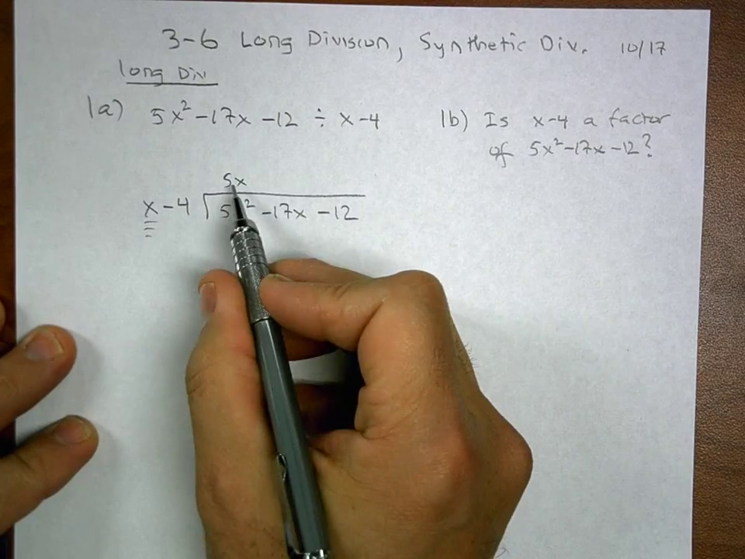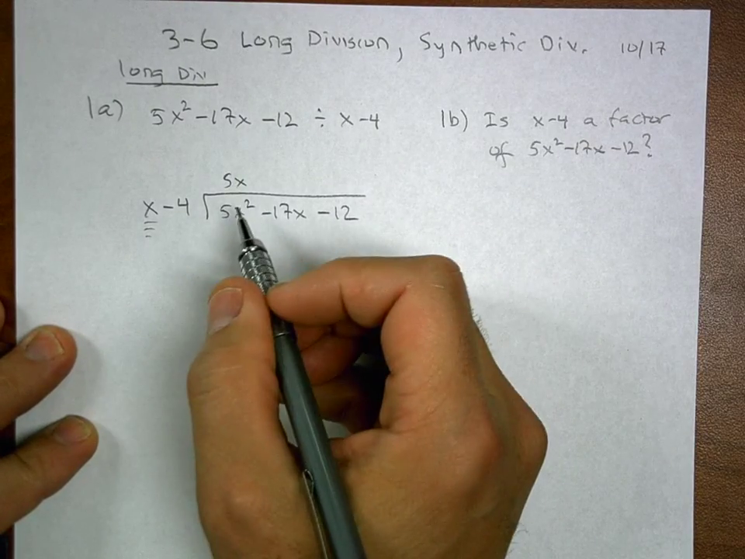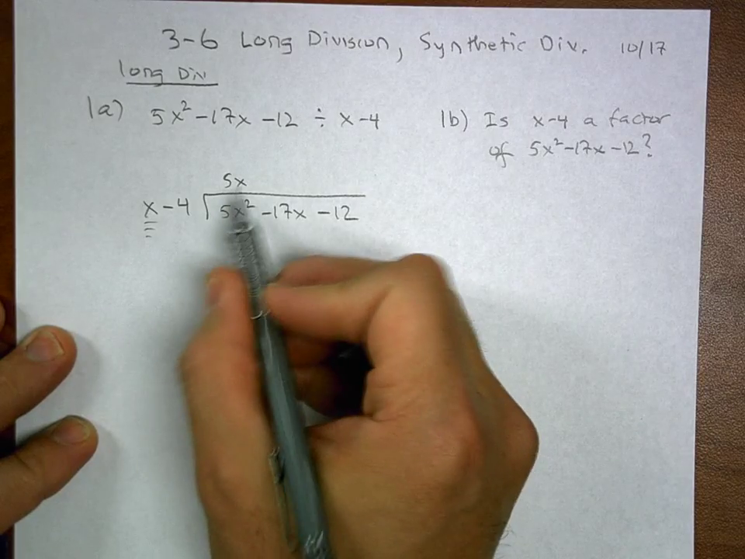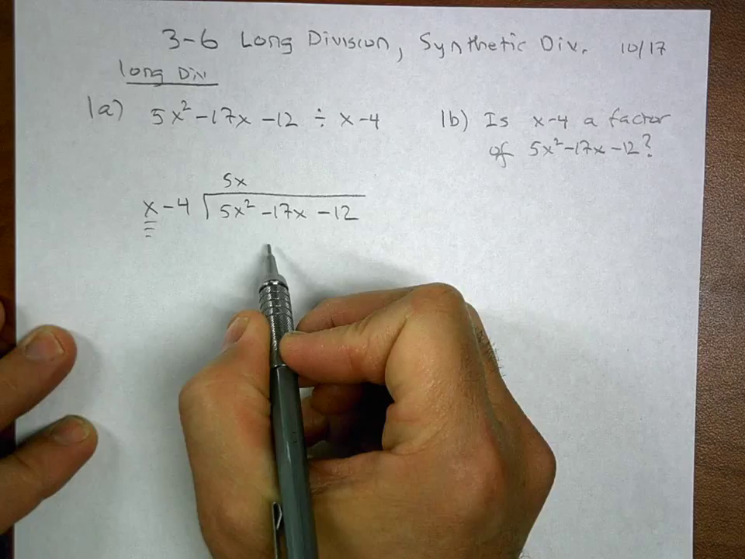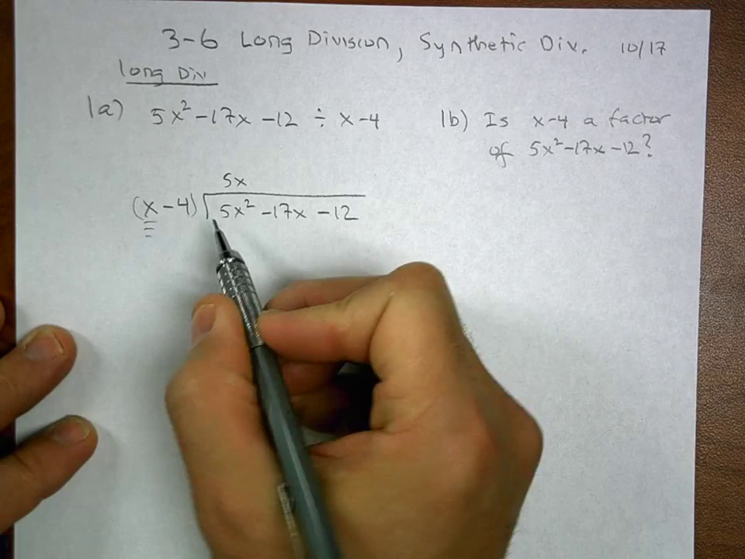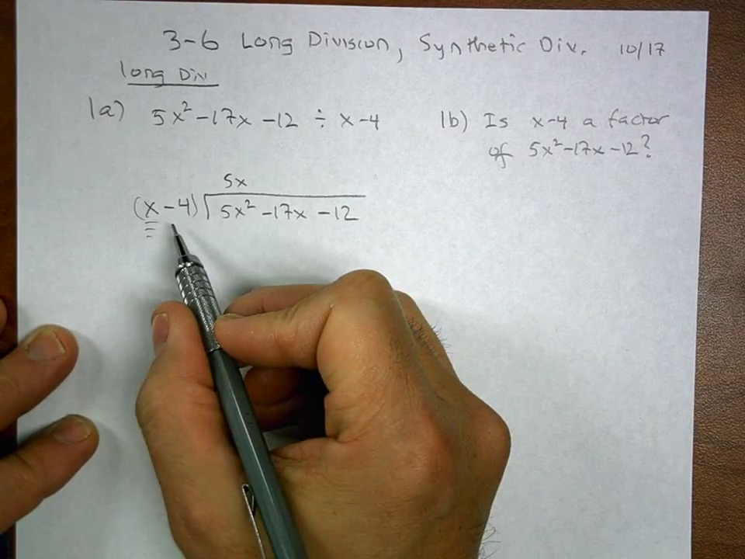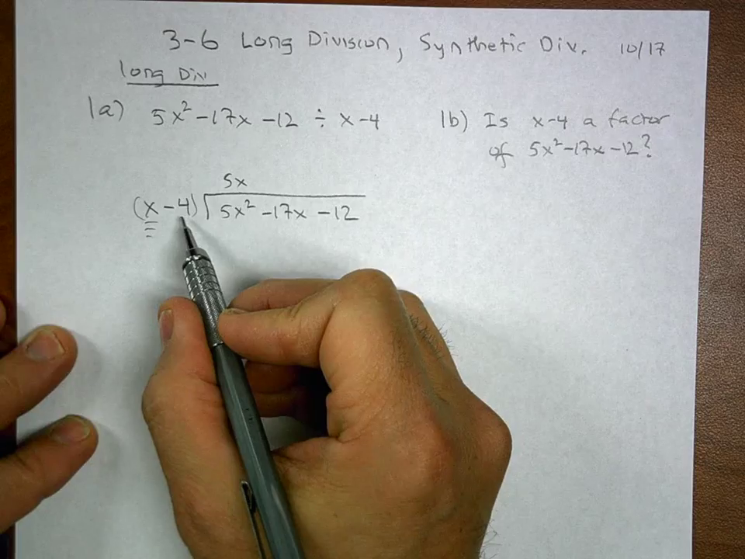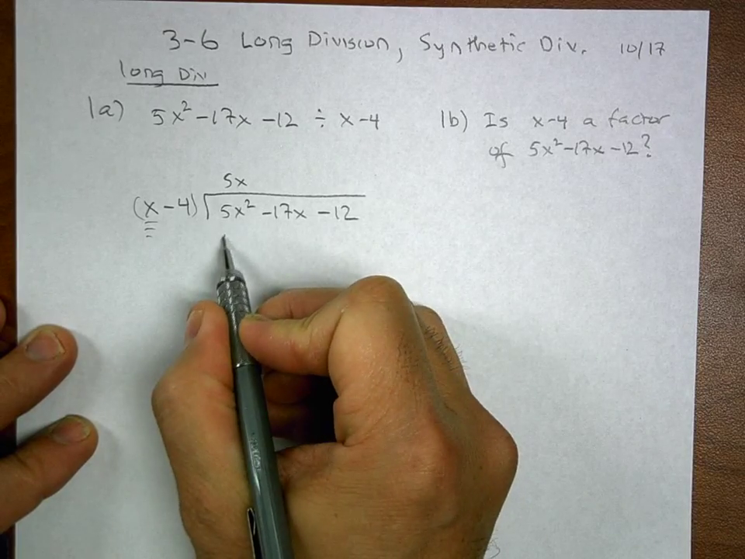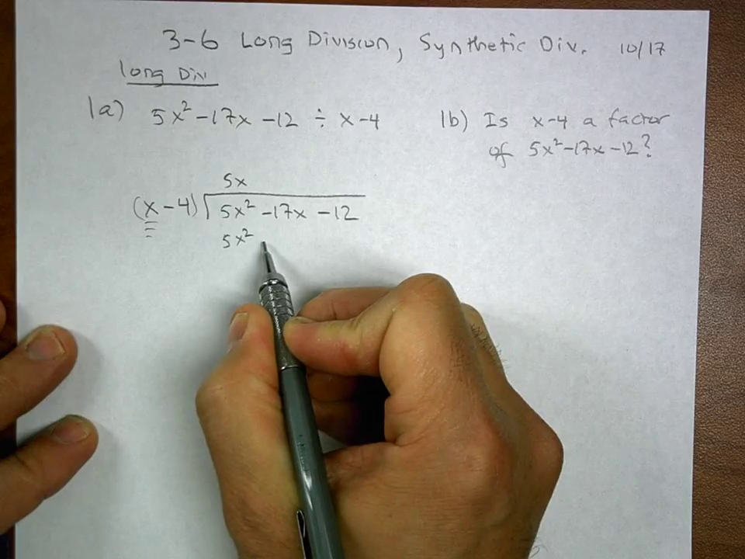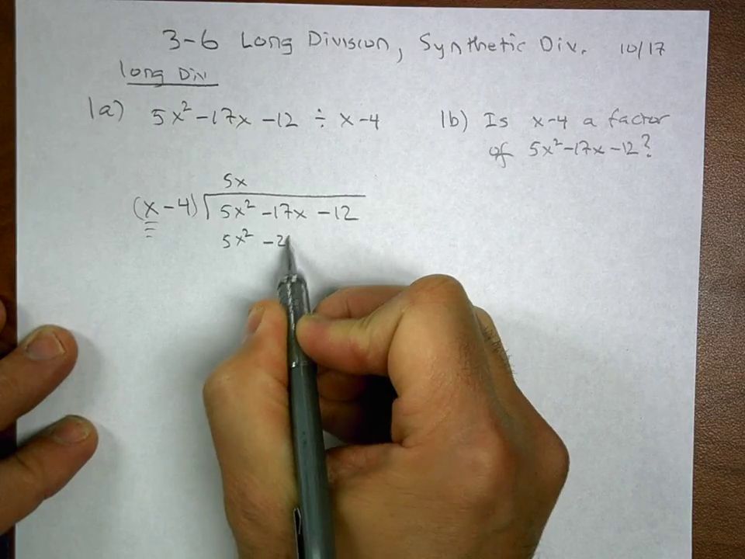Okay, so it goes in there 5x times. And then, just like with numbers, we take this and multiply by that and put it right there. Okay, and I'm going to put this in parentheses to make sure we distribute when we multiply this 5x times this. Okay, so we multiply it, and so what do we get? 5x squared minus 20x.